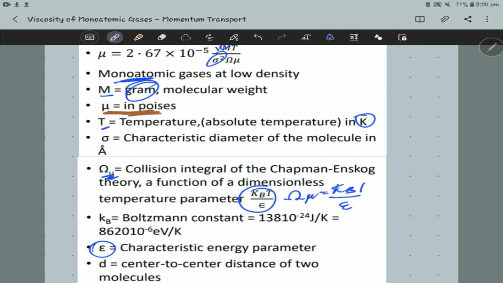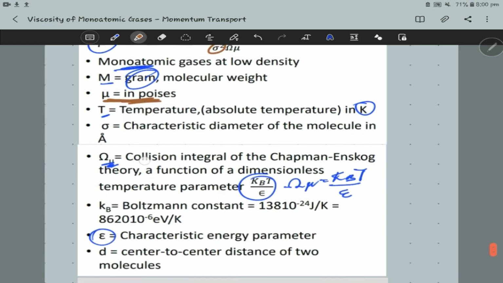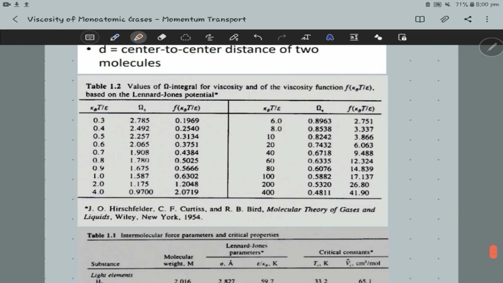So we are only able to find the viscosity in poise when these parameters, the molecular weight m, the temperature, and this sigma here, have this particular unit. So if you want to get this in poise, you must get these parameters in the units given here. That's what I'm saying. So here we are going to use these tables to solve an example.